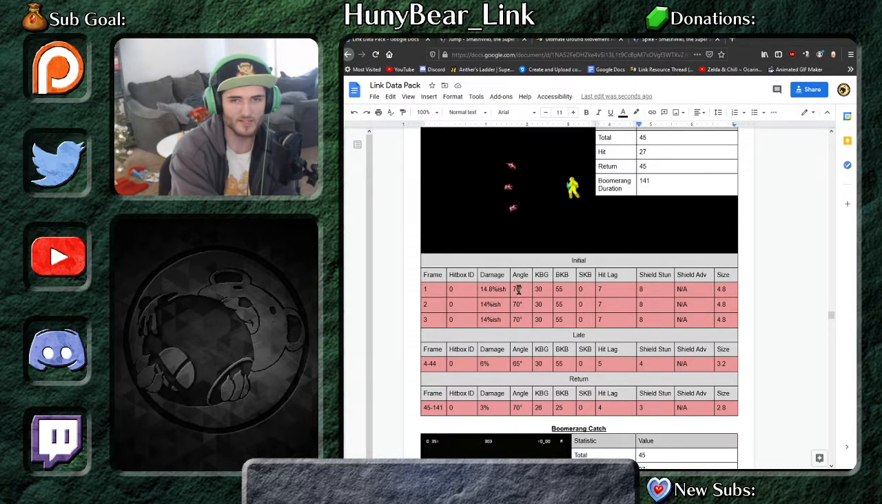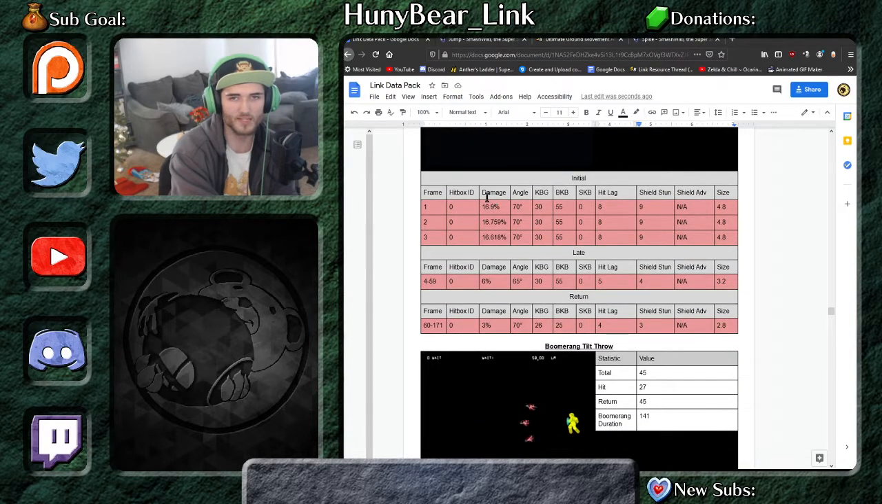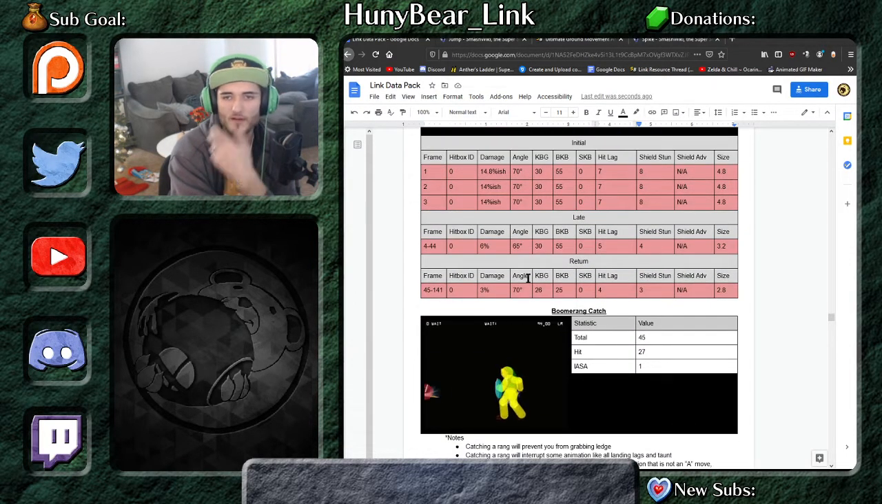But I think they have the same angle, knockback growth, and base knockback. Also, if you hit with the initial hit, the first 3 frames, it'll do like 17%. But the late hit will do 6%, and it has a steeper angle.